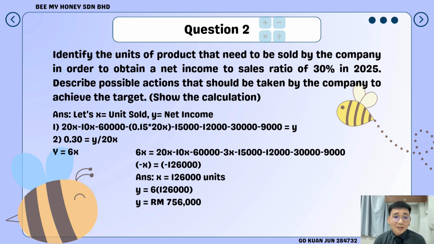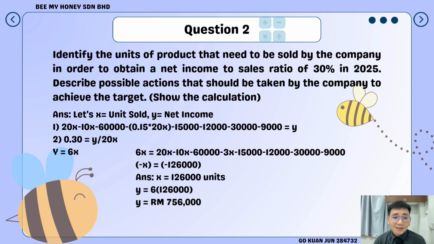Question 2 is to identify the units of product that need to be sold by the company in order to obtain a net income to sales ratio of 30% in 2025. Describe possible actions that should be taken by the company to achieve the target. Show the calculation. So, for my calculation, let x equal units sold and y equal net income.